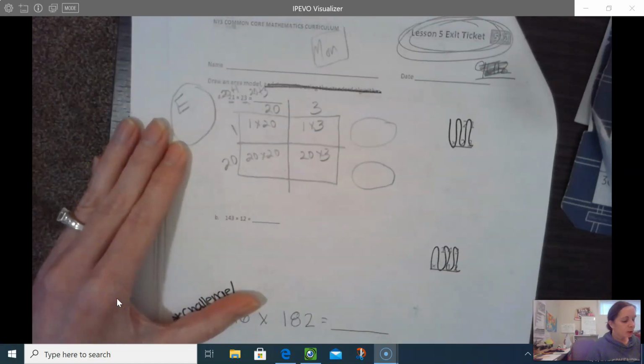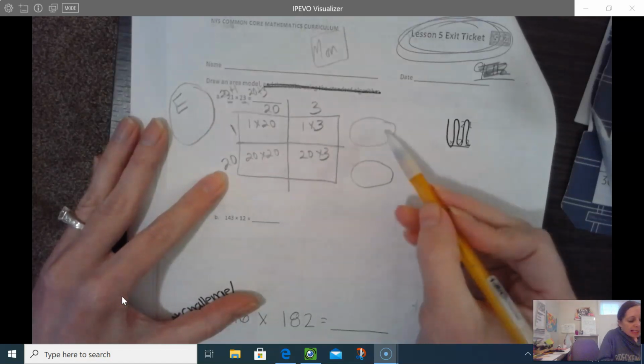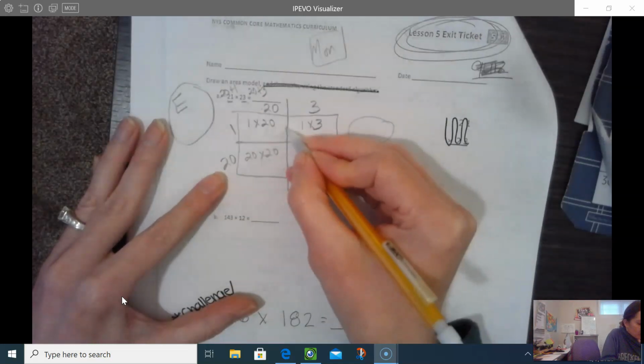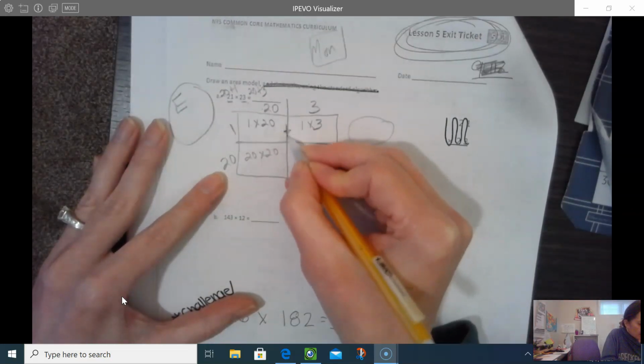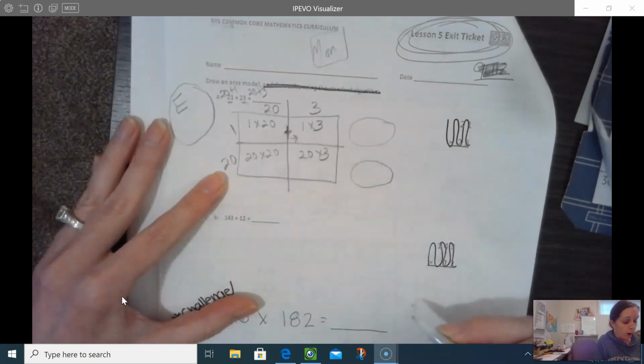All right, friends, take a look at how you set your paper up. Hopefully your little mini multiplication sentences match mine. I did add some circles, and I'm just going to put that nice dark plus symbol right in the middle, or addition symbol, and a little reminder that I'm adding going across.